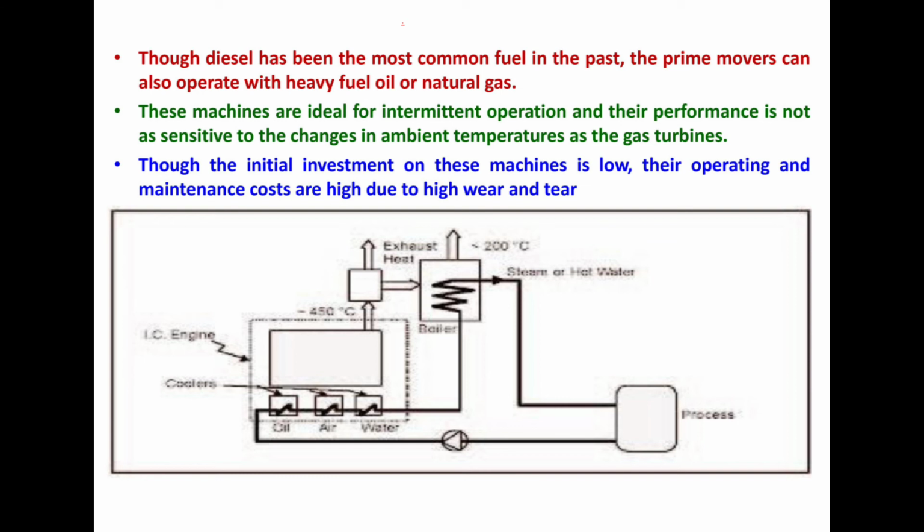Though diesel has been the most common fuel in the past, the prime movers can also operate with heavy fuel oil or natural gas. These machines are ideal for intermittent operation, and their performance is not as sensitive to changes in ambient temperatures as the gas turbines. Though the initial investment in these machines is low, their operating and maintenance costs are high due to high wear and tear.